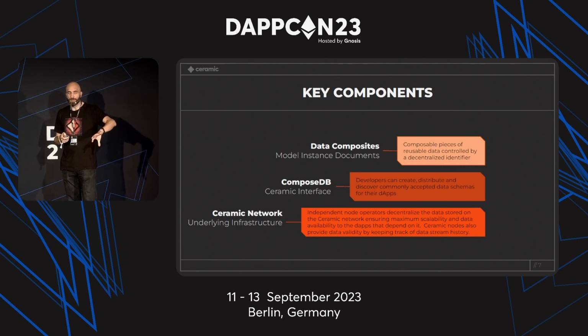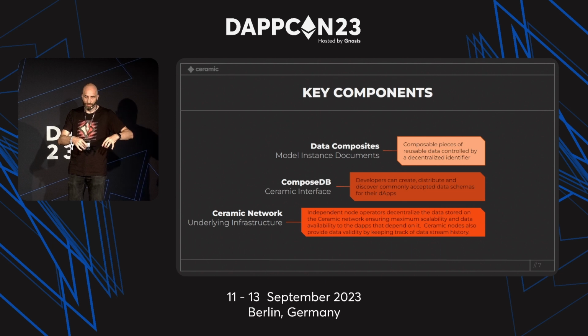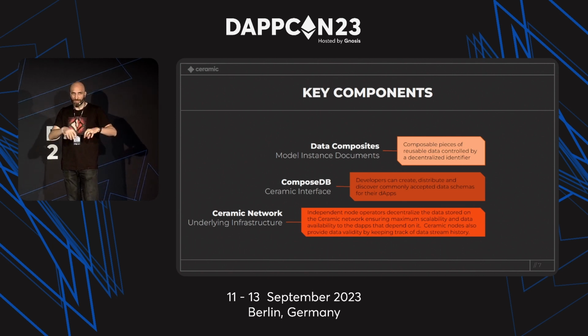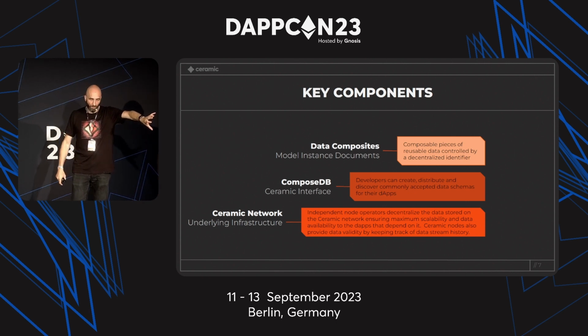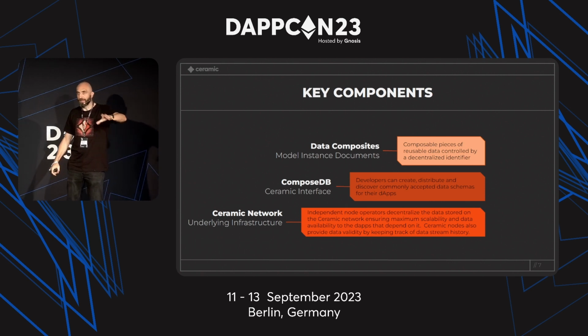The way it's done is that all the data in Ceramic is periodically hashed with Merkle trees, and then a hash is created for that specific piece of data, and then it's anchored. There's a CAS, the Ceramic Anchor Service.